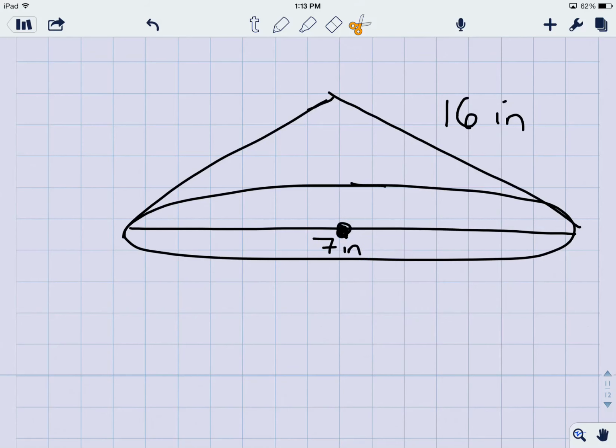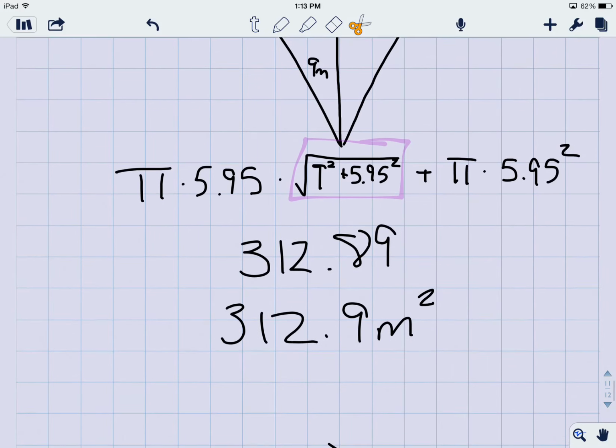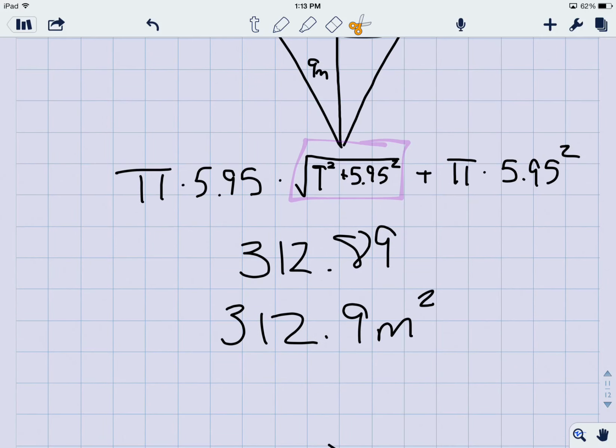Sorry, on the last one I asked you to find the lateral area, by the way, which we did not do. What would I need to take off in order to find the lateral area? Pi times 5.95, the last part. The last part, absolutely. We would need to take this part off, and that will give you lateral area.